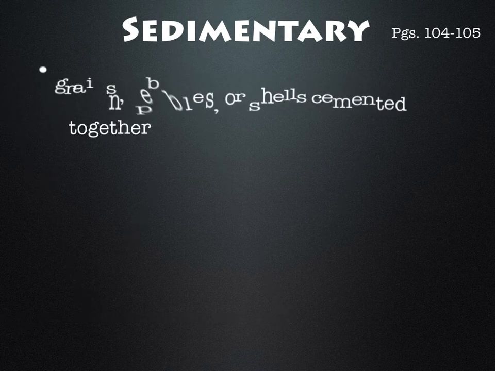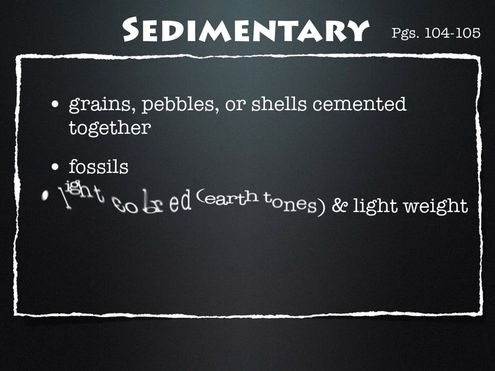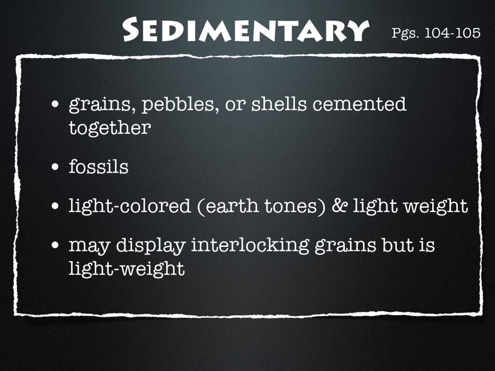Now with sedimentary rocks, the easiest way to identify them is if they happen to have grains or pebbles or shells or other things that are cemented together. Rather than having interlocking crystals, these are just collections of particles that have been cemented together. Sometimes they'll have a rough, gritty feel. If you happen to see fossils in it, it's pretty certain that you have a sedimentary rock. Oftentimes they tend to be light colored and lightweight. And if they have the appearance of interlocking grains, unlike metamorphic or igneous rocks, they'll tend to be lightweight.